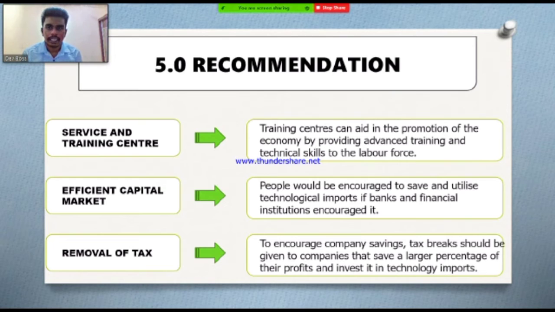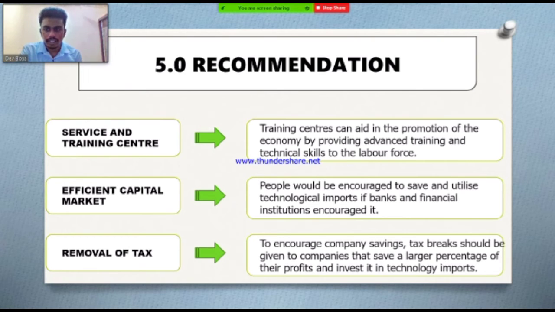First of all, service and training center. Training centers can aid in the promotion of the economy by providing advanced training and technical skills to the labor force. Second one is efficient capital market. People would be encouraged to save and utilize technological imports if banks and financial institutions encourage it.